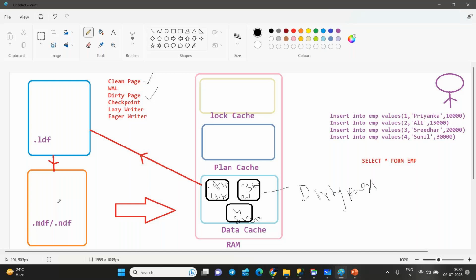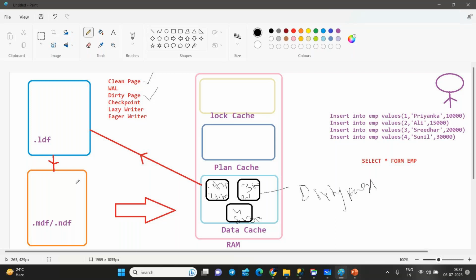Once I copied the pages to the buffer, the first time I should call it a clean page because I have not done any modification. Once it starts modifying, you call it a dirty page. What is a clean page? The page which is not yet modified in the buffer. What is a dirty page? The page which is modified in the buffer but not yet moved to the MDF file. Understood?